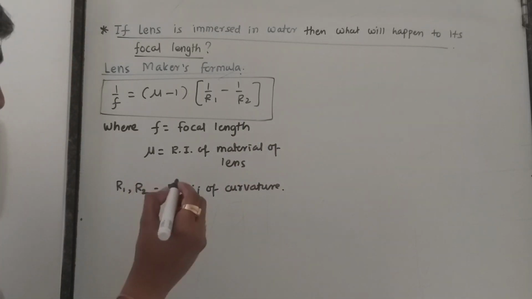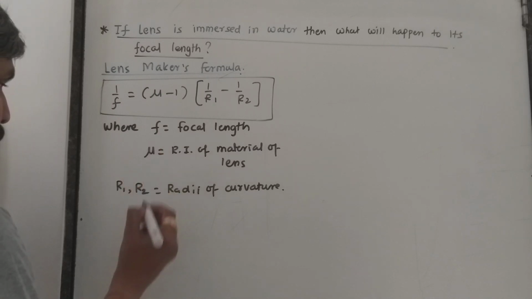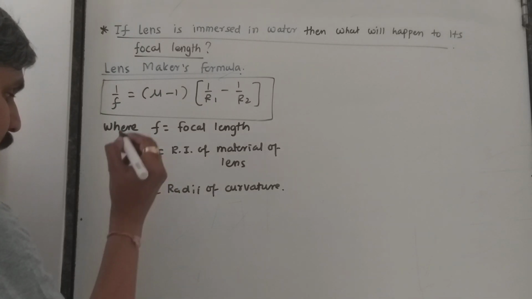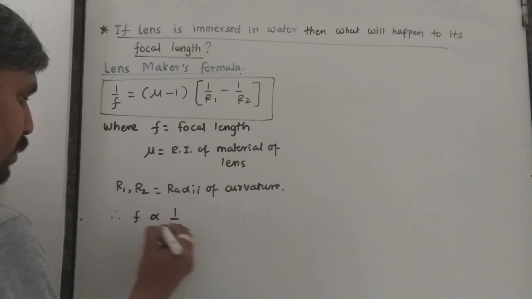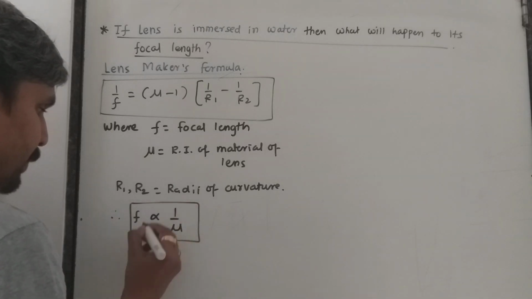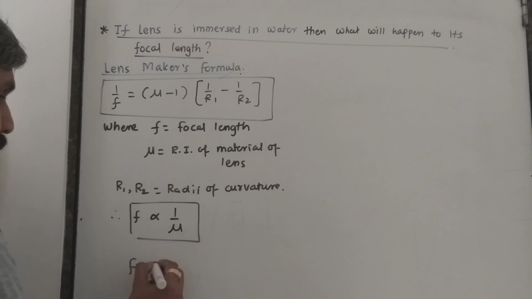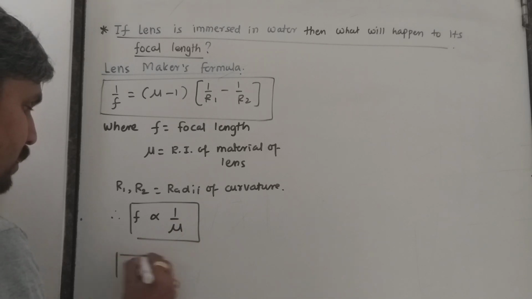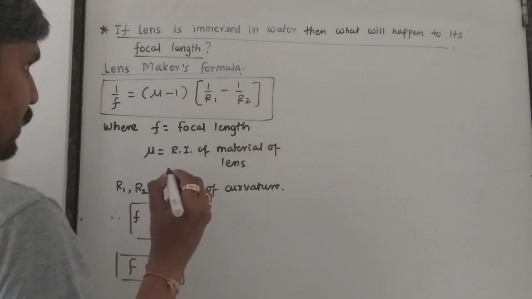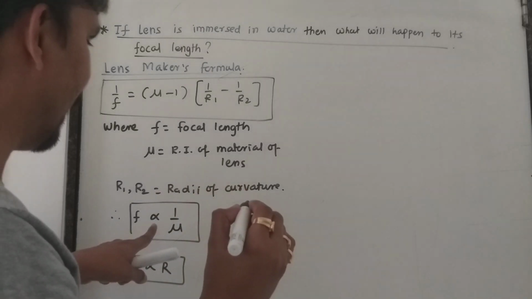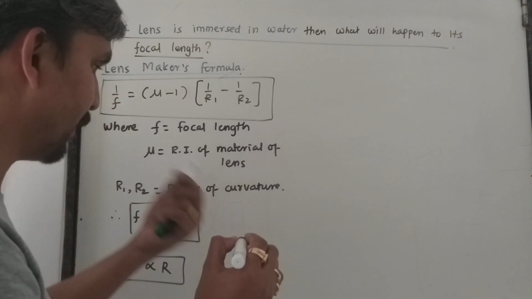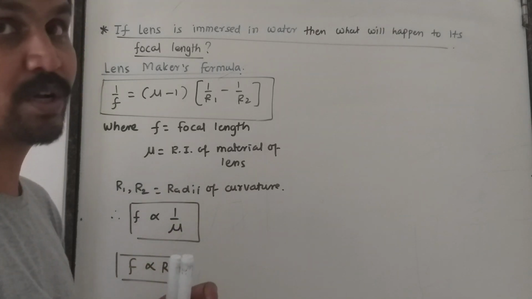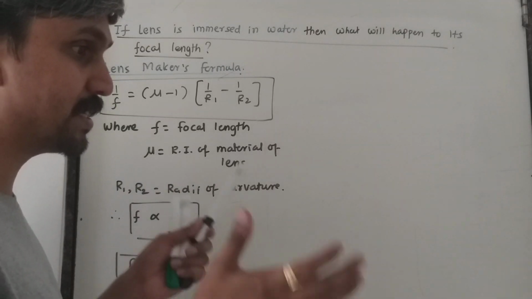From this relation, I can conclude that focal length is inversely proportional to mu, and focal length is directly proportional to r, where r is the radius of curvature. Now the question is, what will happen if the lens is immersed in water instead of air? What will happen to its focal length? The focal length will increase, that is the answer.